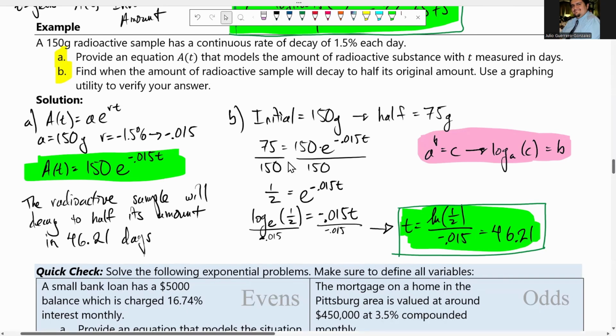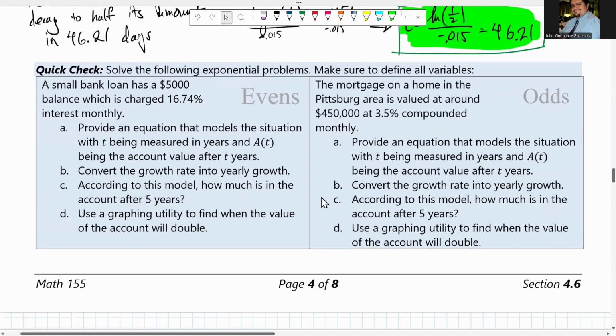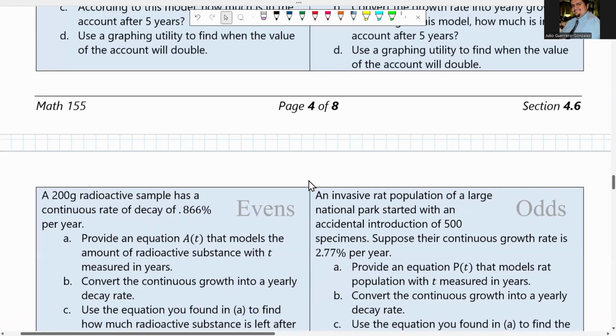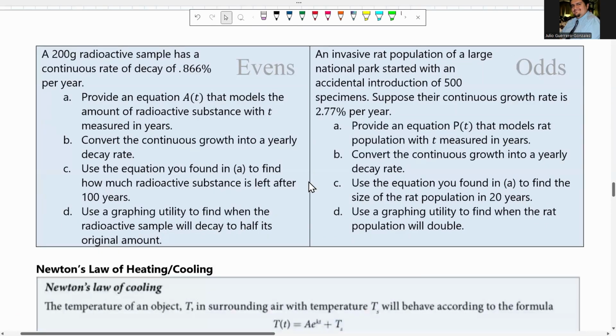I've got the same examples now this time around. I'm going to make you guys find the actual times when these things happen. Got it? Same thing. I'll give you guys a lot of time for these.